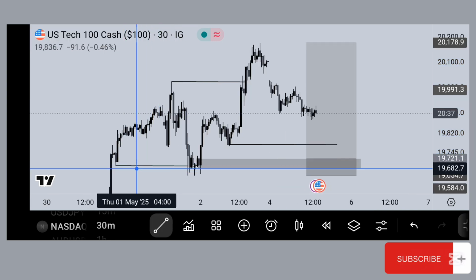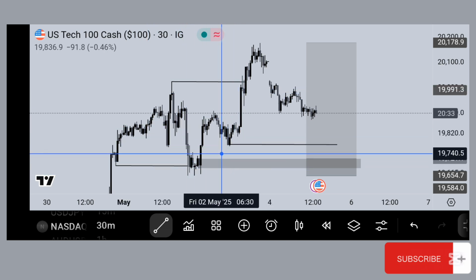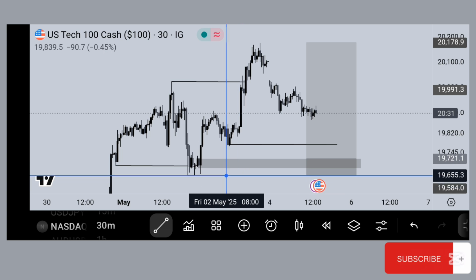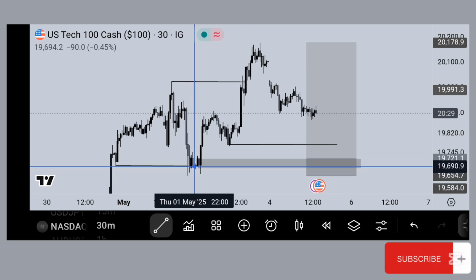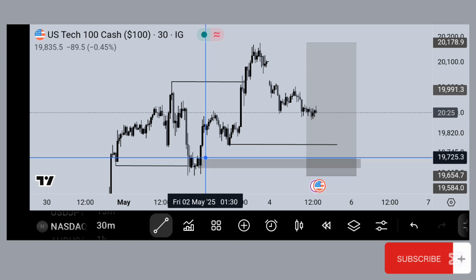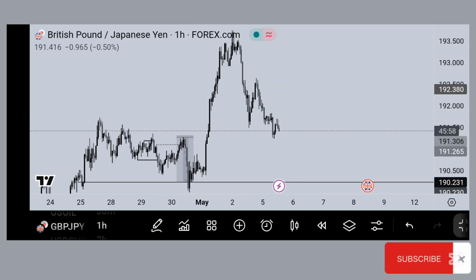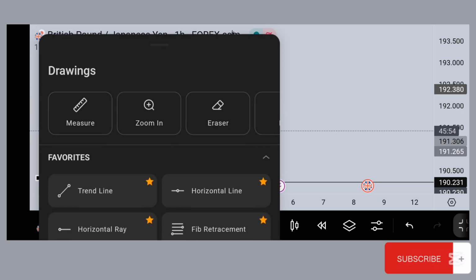Sweep of liquidity here. It went back up, broke structure. This pullback here is inducement of liquidity, and here is an order block we would like to take the trade from, and there is an imbalance here, which adds more confluence to this. Okay guys, this is GJ on the 1 hour time frame.